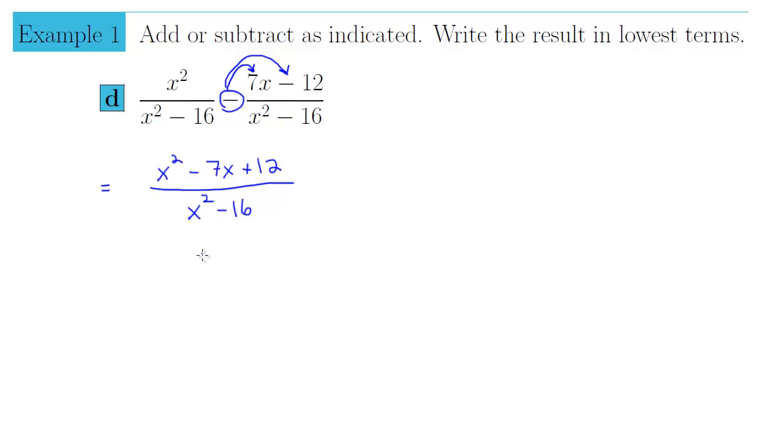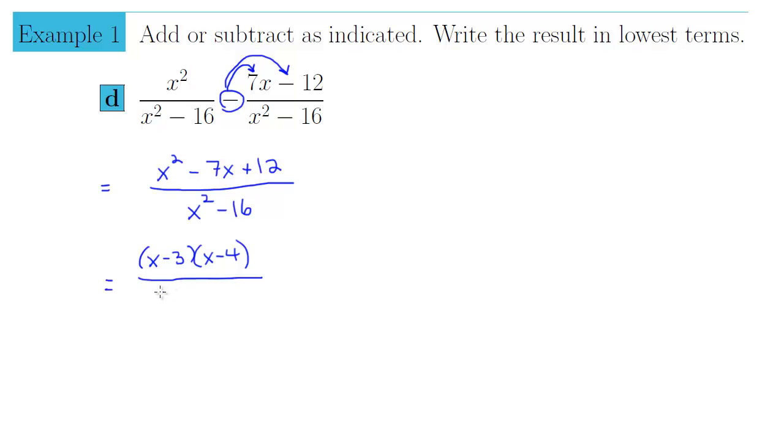Cool. Now remember, if we're going to reduce this to lowest terms, we first need to factor the numerator and denominator and see if anything will cancel. We can't just start canceling right away, so we need to factor first. x squared minus 7x plus 12. Well, that's a trinomial, and it factors as x minus 3 times x minus 4. You can check it, right? Negative 3 times negative 4 is plus 12, minus 3x minus 4x is minus 7x.